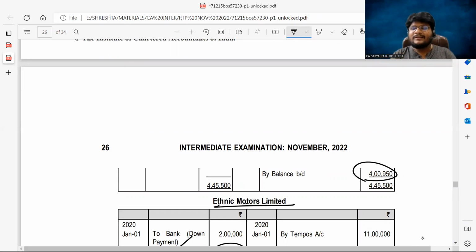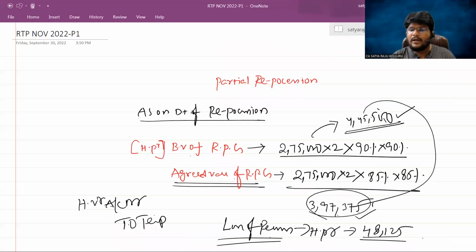So here the crux of the entire problem is only this part. I explained it in OneNote now. If you are able to recollect such points, the remaining are all simple basic accounting treatment.